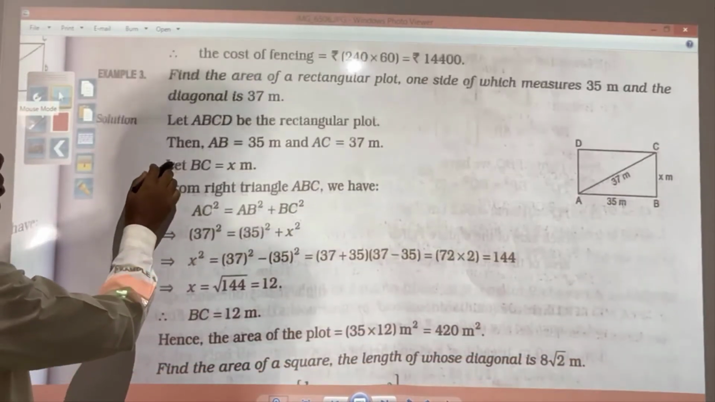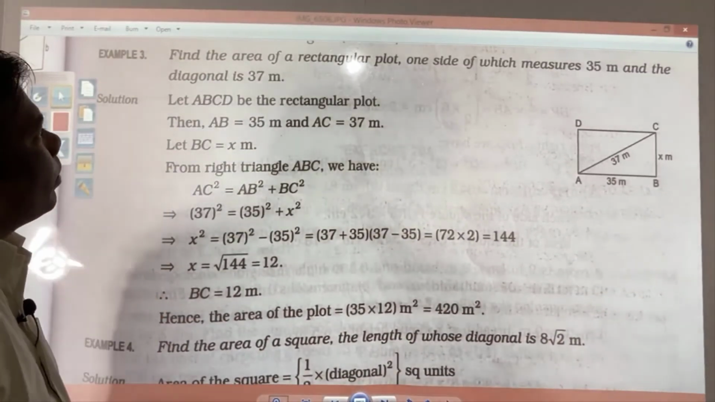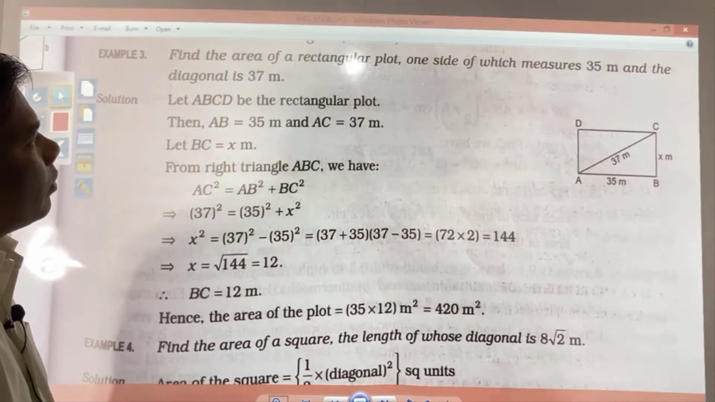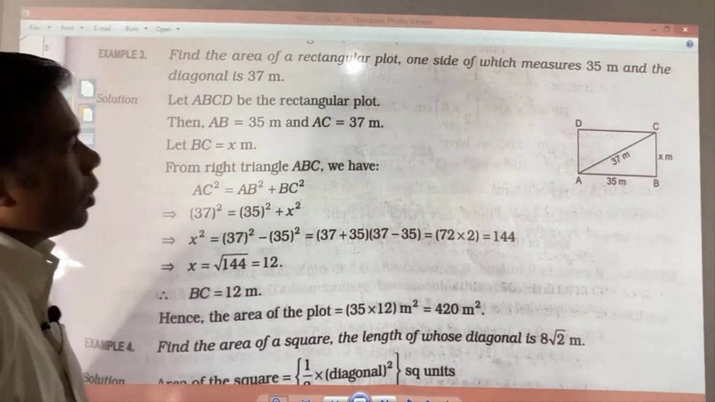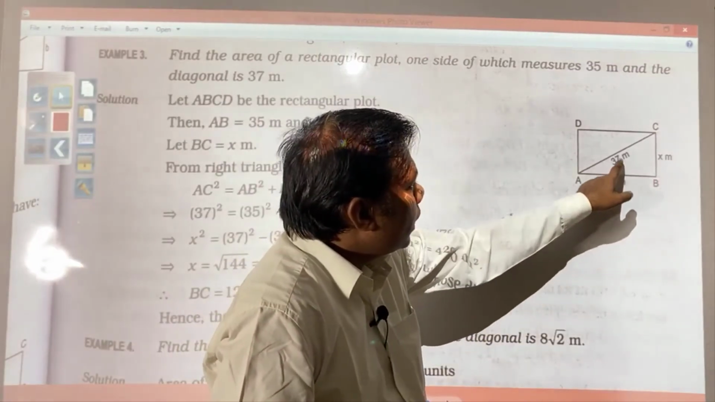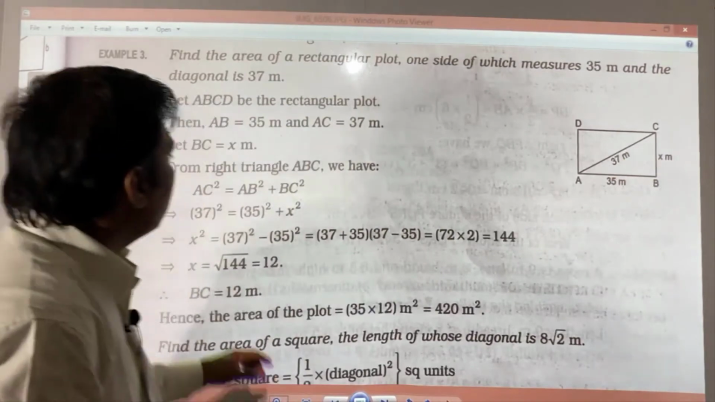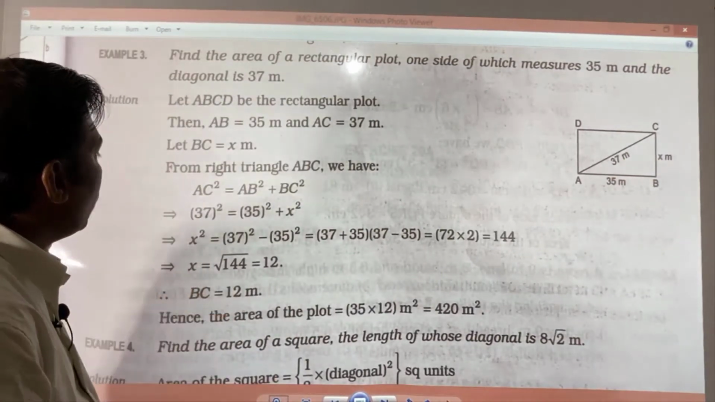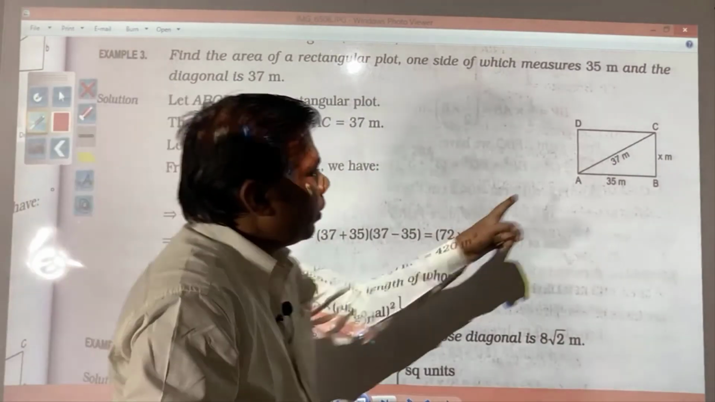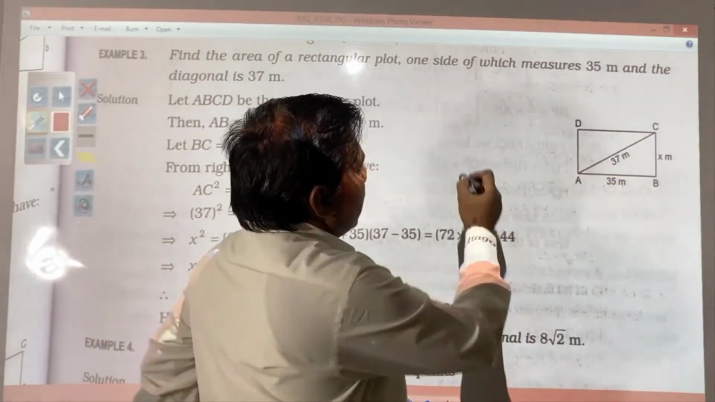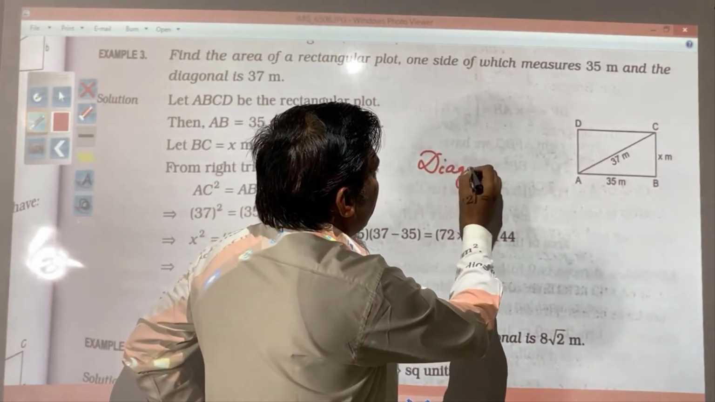Next you have: find the area of a rectangular plot, one side of which measures 35 meters and the diagonal is 37 meters. So one side has been given, the diagonal has been given, and the other side you need to find out. As I had told you, how will you find it out? Pythagoras theorem. That you need to remember.